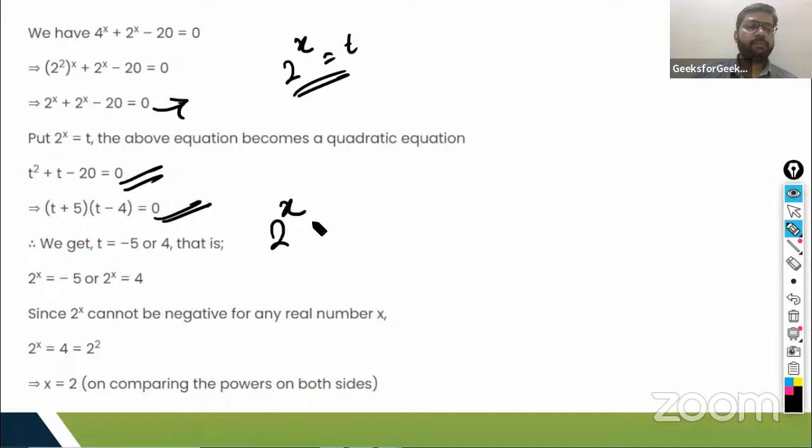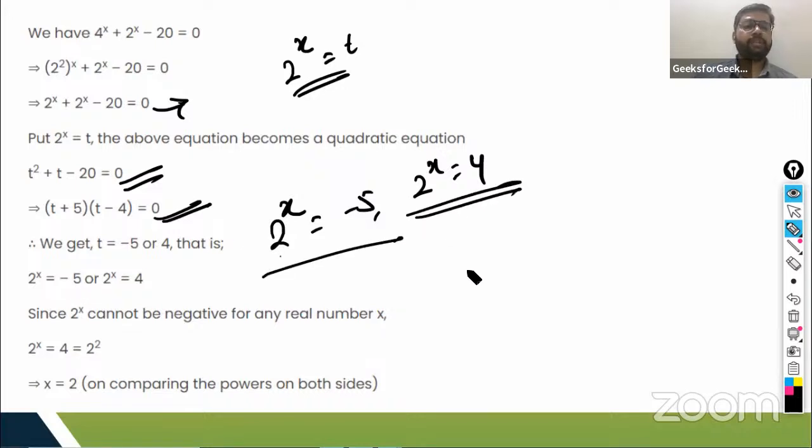यहाँ से आपकी 2x की वैल्यू आ जाएगी, 2 to the power x इज इक्वल टू -5 एंड 2 to the power x इज इक्वल टू 4, ठीक है. अब यहाँ से 2 to the power x जो है वो नेगेटिव नंबर को रिप्रेजेंट नहीं करेगा, सो 2 to the power x, so x इज इक्वल टू डेफिनेटली 2 यहाँ से.